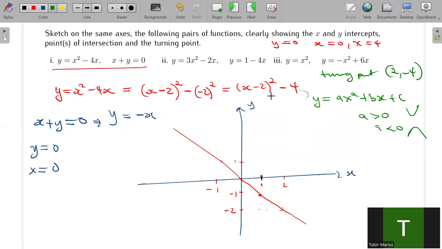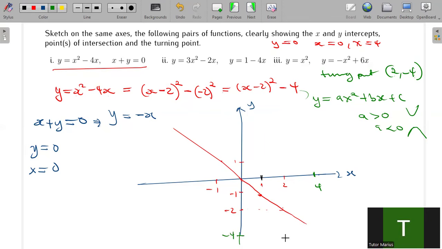So here, what am I going to do? I have the turning point, I have the y-intercept. So for the y-intercept, I have x at 0 there. And then I have x is equal to 4. So let me say 4 is somewhere there. What else do I have? So x is equal to 4 there. And then the turning point is there, 2 comma negative 4. So let's say we have the negative 4 there.